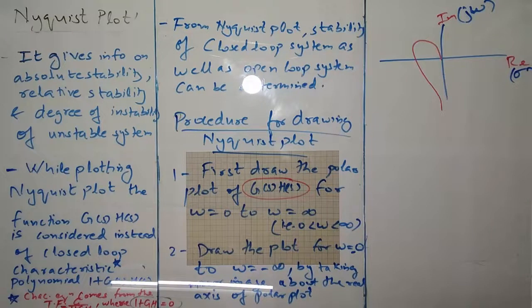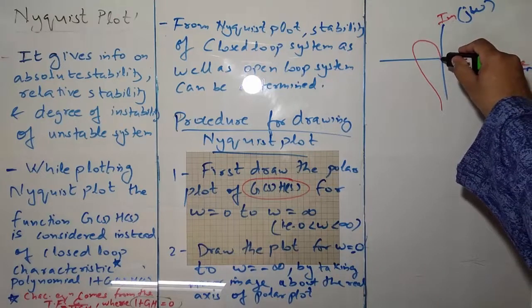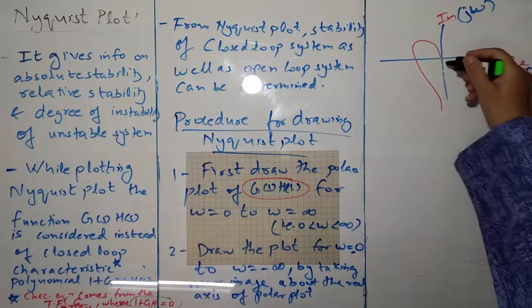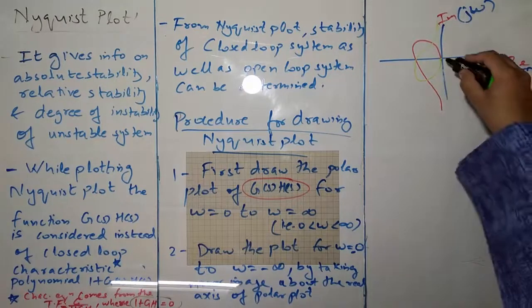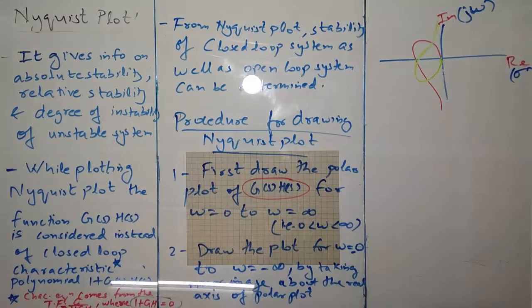So the second step says to plot for omega lying between 0 and minus infinity. This can be achieved by taking the mirror image of the polar plot about the real axis. So this is the real axis, and we're going to take the mirror image of this plot in this manner. The mirror image would look something like this. So this is what the second step says.